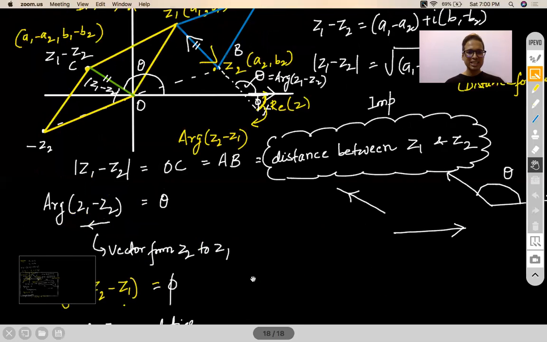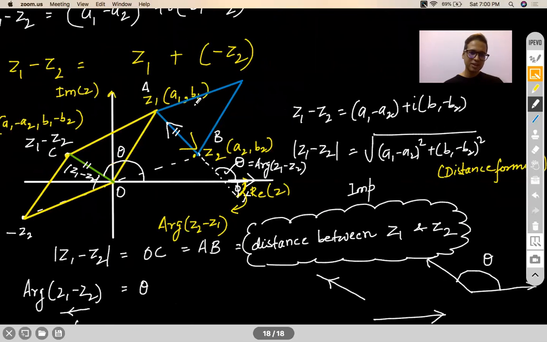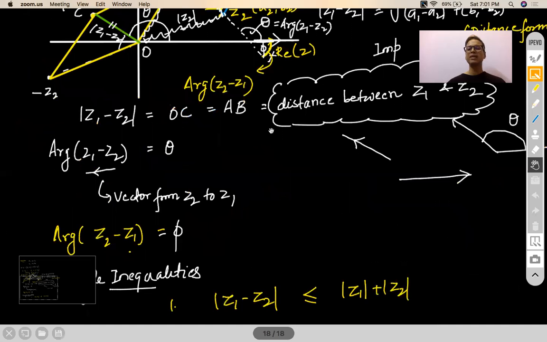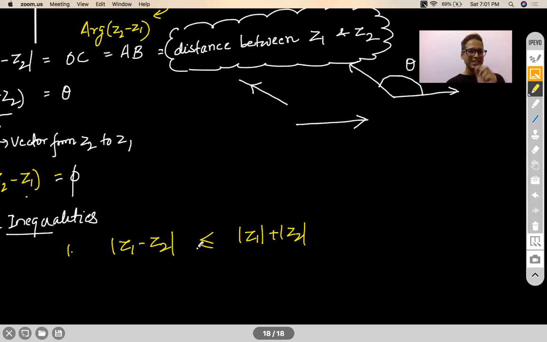Now it's very obvious. If you look at this triangle OAB, this length is mod Z1 minus Z2. This length is mod Z1. This length is mod Z2. You always know that in any triangle, the sum of the two sides is always more than the third. In this case, you can put equal to also. And now that would be my next question to all of you. When do you think the equality holds?